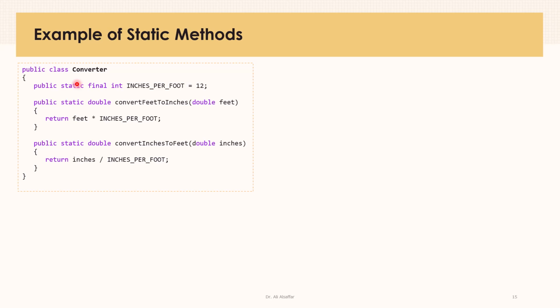We called the class Converter, and we defined one constant variable inside it as static that relates inches to feet. So we know that 1 foot is equal to 12 inches, and we have the two methods that convert between feet and inches. The first method has the value in feet as an input parameter, and it simply multiplies this value by inches per foot. The second method has the value in inches as input, and to convert inches into feet, we simply divide the number of inches by inches per foot.